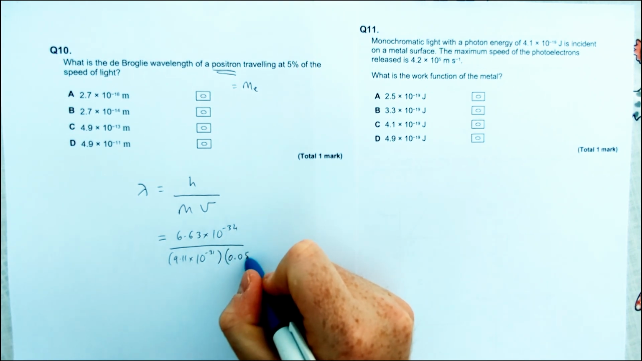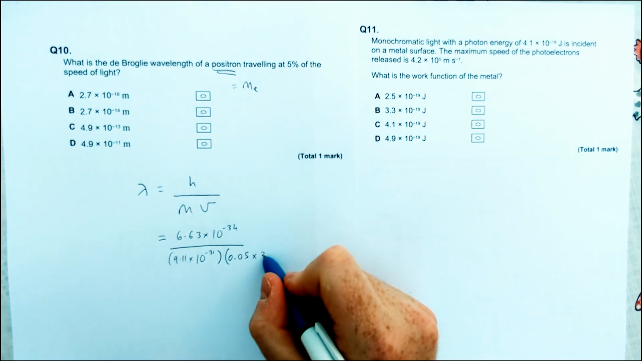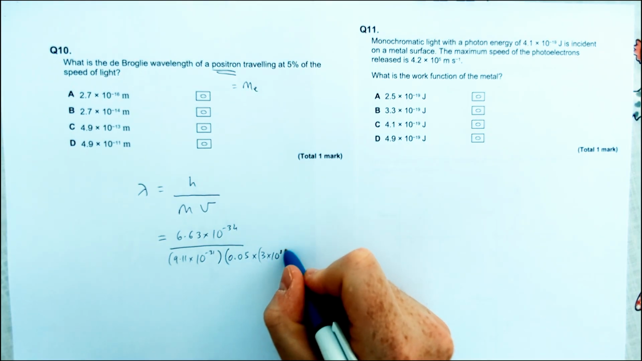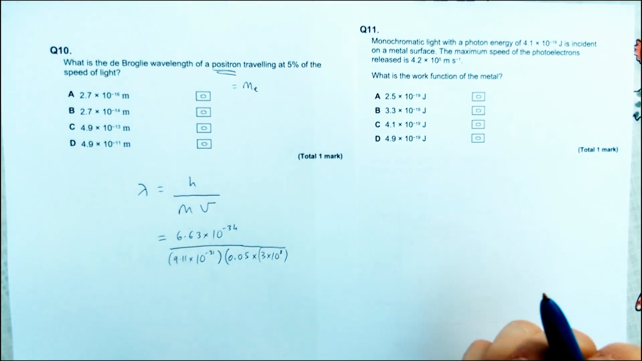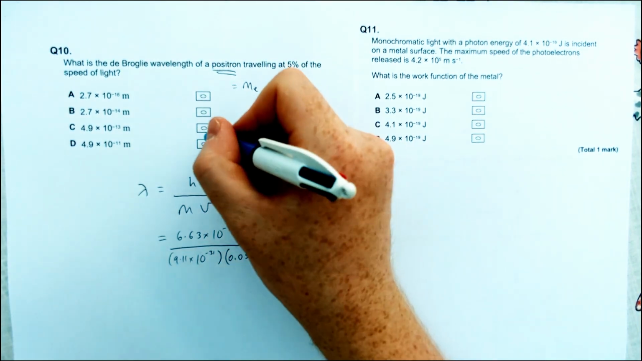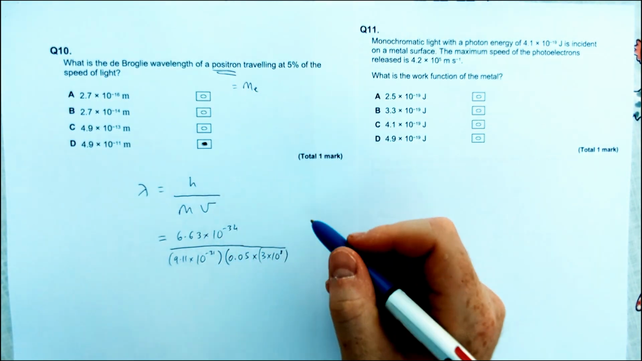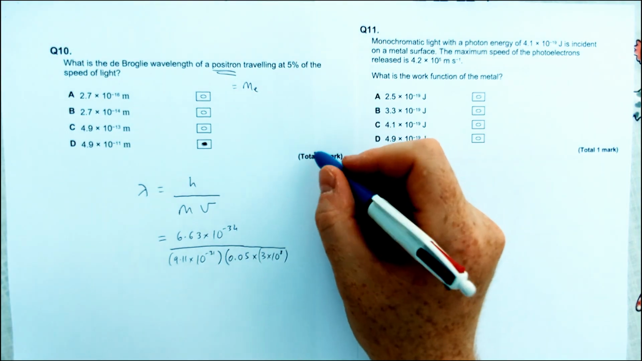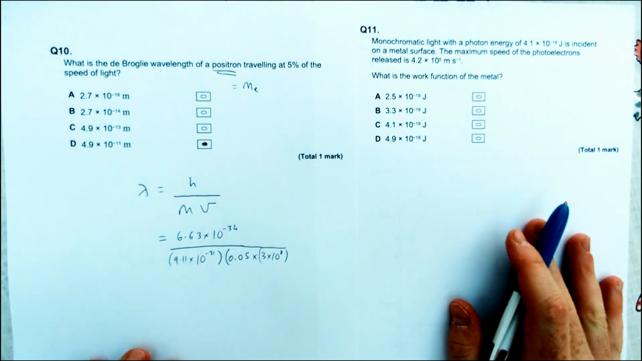5%, we could just write it in here. So 0.05 times 3 times 10 to the 8. You stick that all into your calculator to get a final answer, and it equals 4.9 times 10 to the minus 11, which is option D in our question.